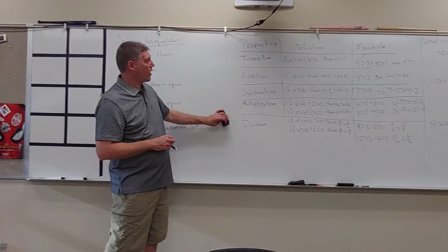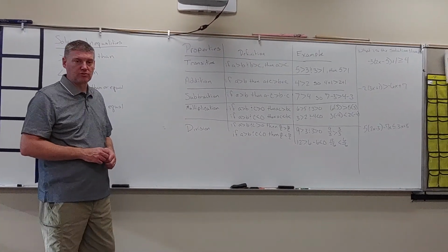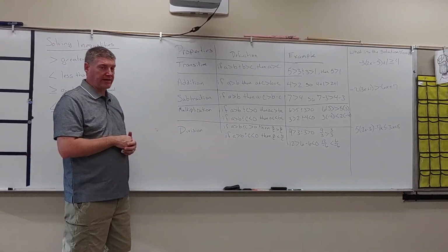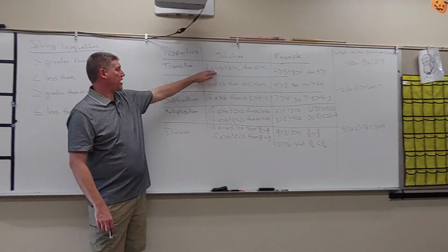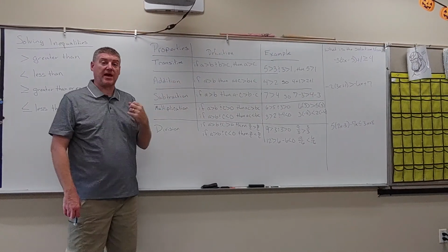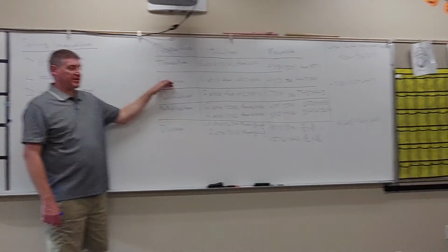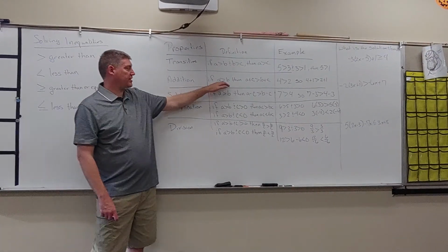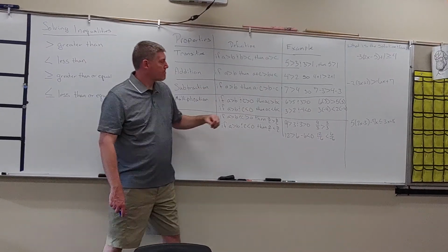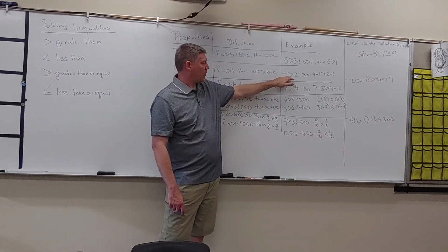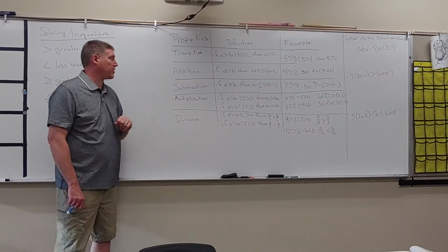Now we're going to talk about properties of inequality. A lot of the same properties hold true from regular equations to inequalities. The first is the transitive property. Transitive property says if A is greater than B and B is greater than C, then A is greater than C. We have addition. If A is greater than B, then A plus C is greater than B plus C. And our example of that is 4 is greater than 2, so 4 plus 1 is greater than 2 plus 1.